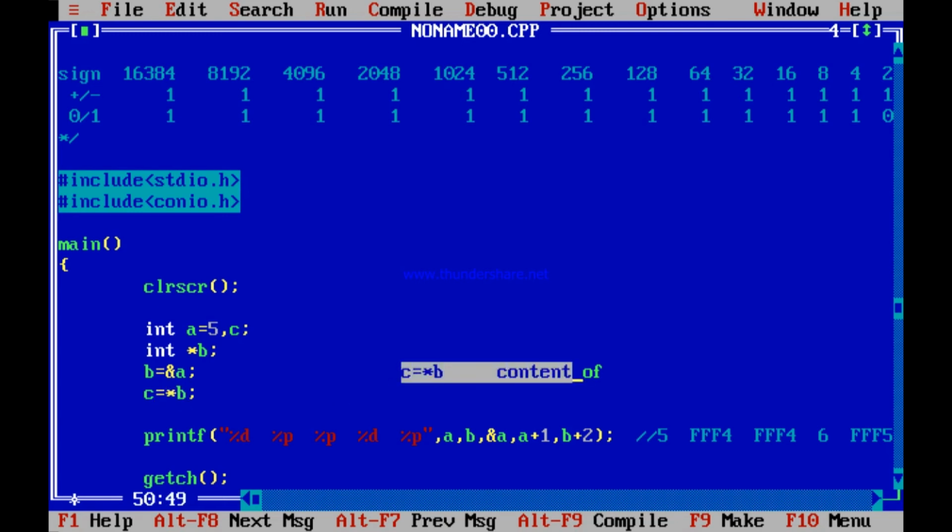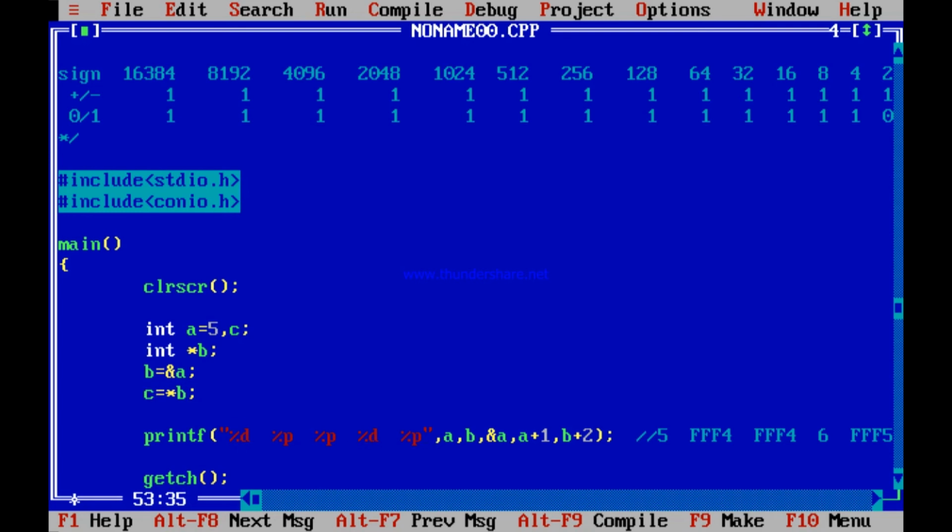Star is the reverse of ampersand. Ampersand means address of, star means content of. A was 5. The address of 5 has been stored in B. Now star B means content of that address, FFF4. So what is that? 5 you are storing in C. So C will contain what? C will contain 5. Is that not so?